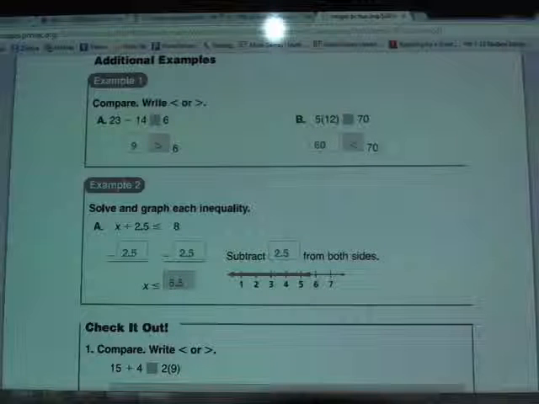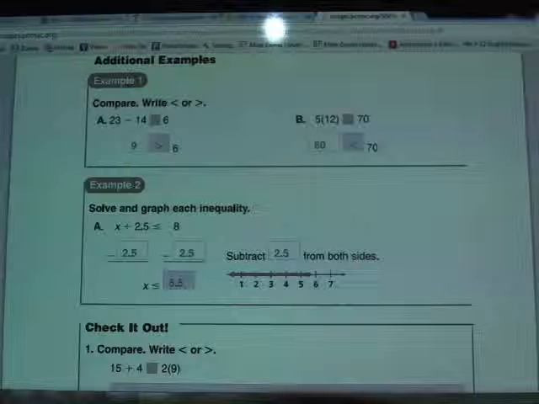Okay, so let's go on to the real meat and potatoes then of what today's about. Today should really be about solving and graphing inequalities. And as you look at your homework, you can see that quite a few questions on the workbook page are indeed solving and graphing inequalities. So we've got x plus 2.5 is less than or equal to 8.